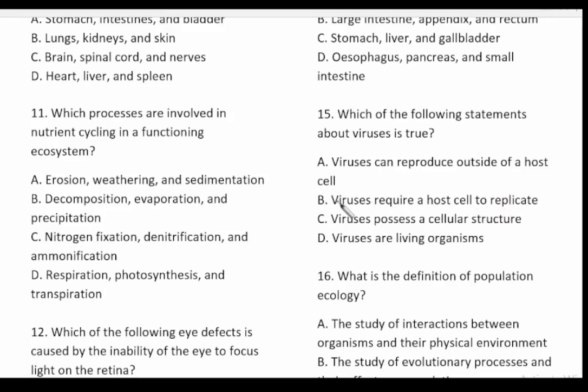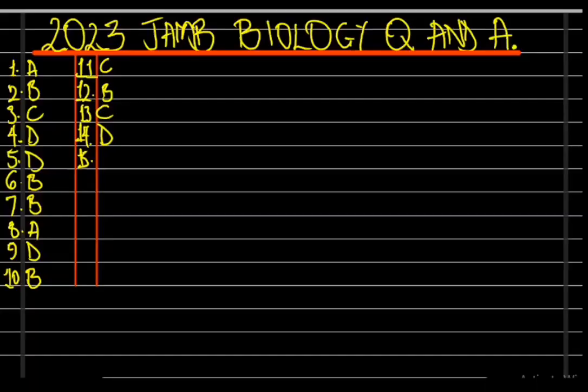If the virus is not in a living host, the virus cannot be alive, cannot function, cannot be carrying out the characteristics of an organism that it should carry, because it needs to survive in a living host. So without the virus being in a living host, it cannot function, so it cannot replicate. So that is the statement that is absolutely true about the virus. That is option B.